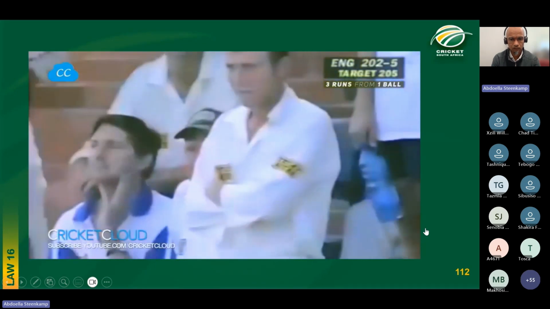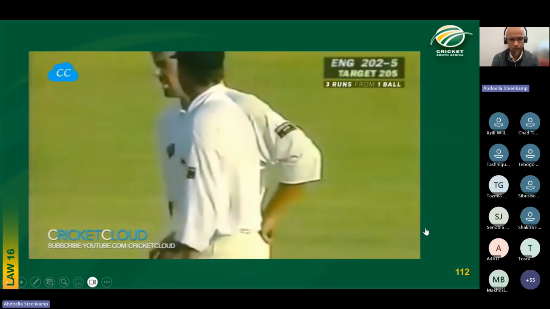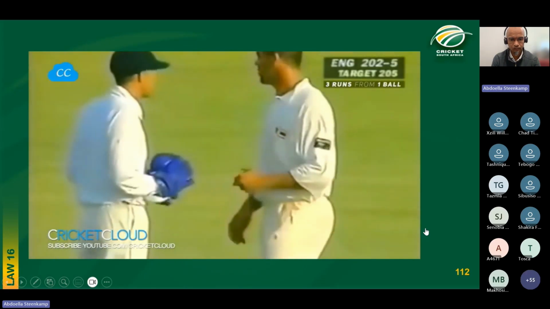Now, the batsmen are in conference. The big 3 for Zimbabwe in conference. Campbell has told the bowler what to do. He goes out onto the boundary edge.